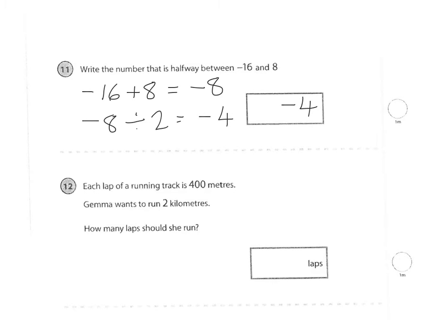Question 12. Each lap of a running track is 400 metres. Gemma wants to run 2 kilometres. How many laps should she run? Well, what we would need to know here is that 2 kilometres is really the same as saying 2,000 metres. And basically then what we're looking at is how many 400s will we need to run in order to make 2,000. So I'm focusing my attention on the front of each of these two numbers. I'm basically asking myself how many 4s make 20, and the answer is 5 400s make the 2,000.